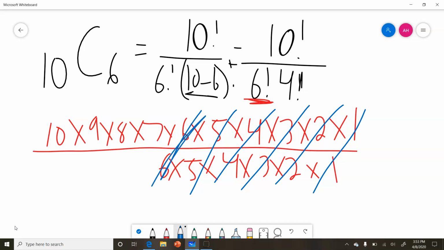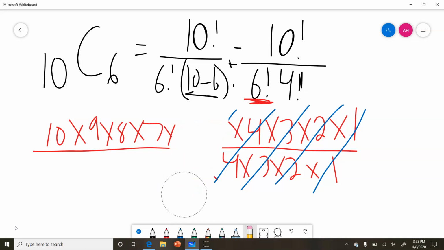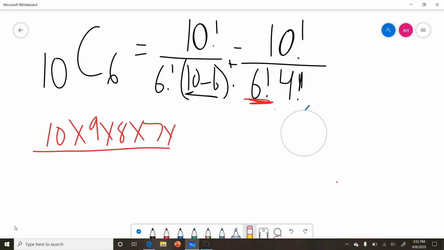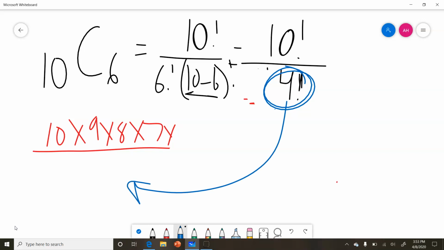Okay, if you need to pause it, go ahead and draw that and pause it. I'm just going to erase it so I don't have to rewrite all this. So that's all gone because the 6 canceled it out, so I'm going to even erase the 6 from up here. He's gone. Now I take this 4 factorial that I have left, drag it down here, and I get 4 times 3 times 2 times 1, and now I just multiply.